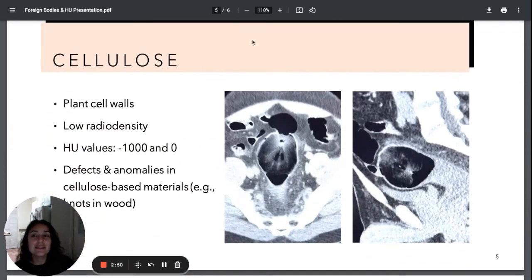Cellulose. Cellulose is the main component of plant cell walls and is found in materials such as paper and wood. Cellulose has low radiodensity with HU values typically between -1,000 and 0. CT imaging can be used to detect defects and anomalies in cellulose-based materials, such as knots in wood. Here we have a CT scan of an apple, a cellulose foreign body, which is difficult to differentiate from surrounding tissue.